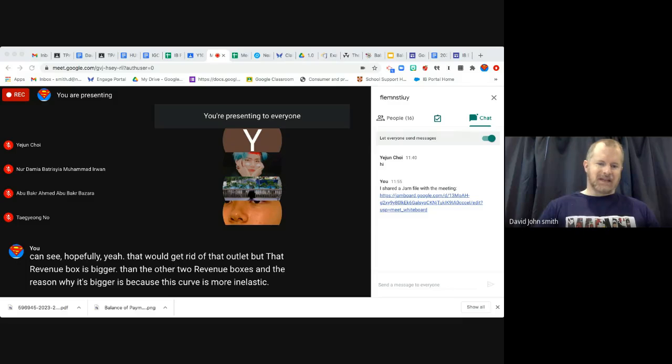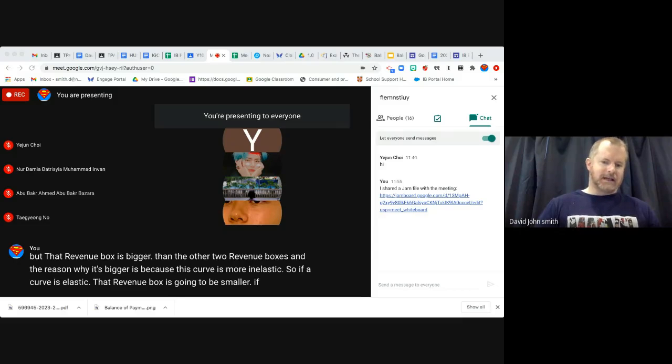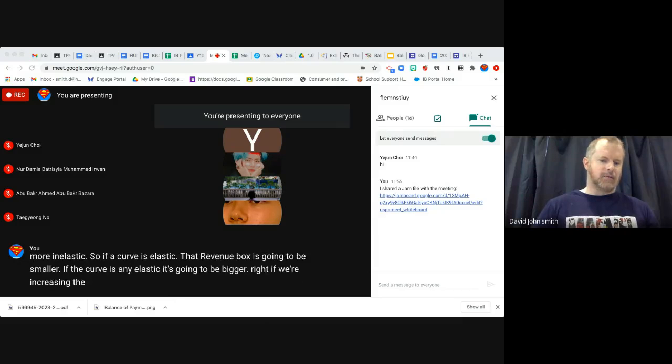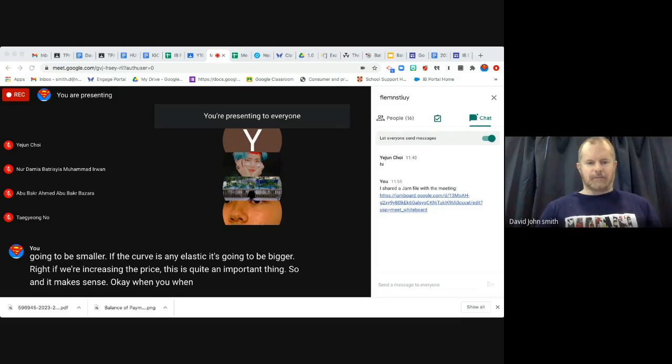So if a curve is elastic, that revenue box is going to be smaller. If the curve is inelastic, it's going to be bigger, right? If we are increasing the price, this is quite an important thing. And it makes sense, okay, when you consider it. Okay, so if we go back to Nearpod again.